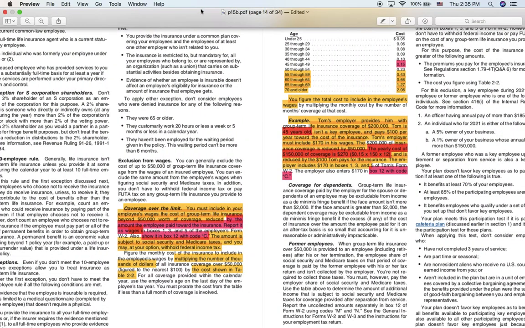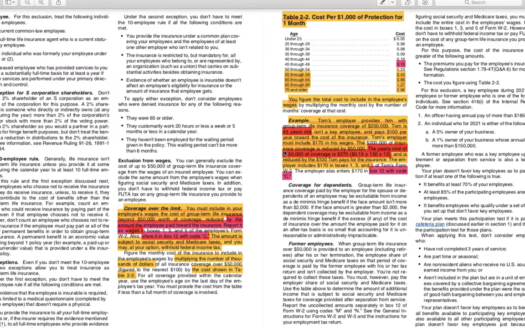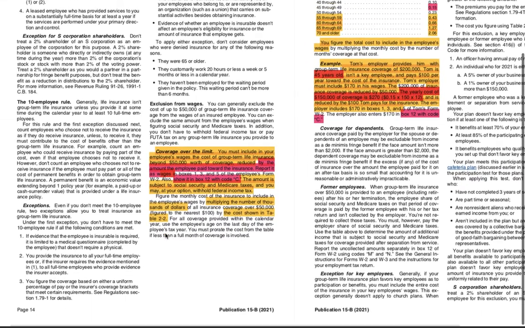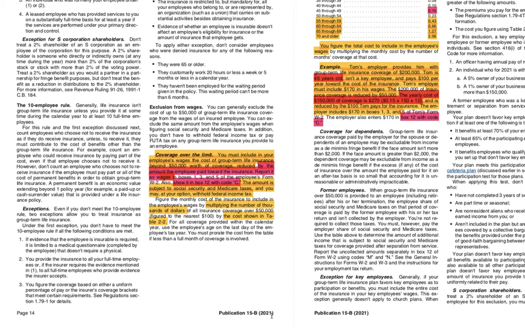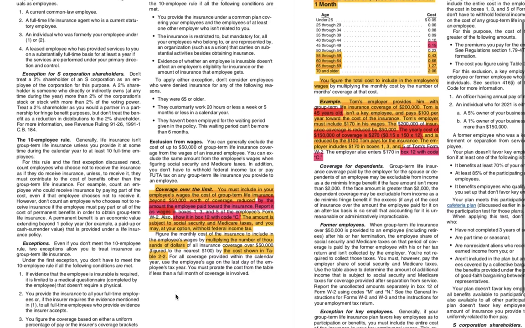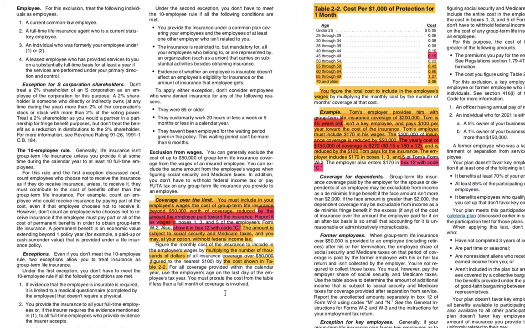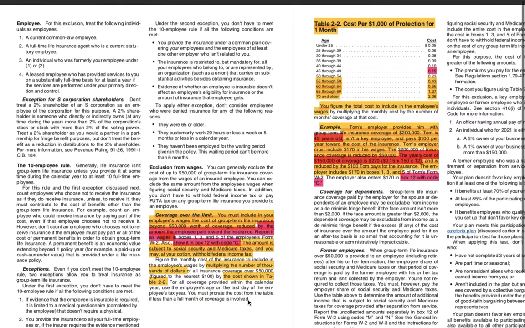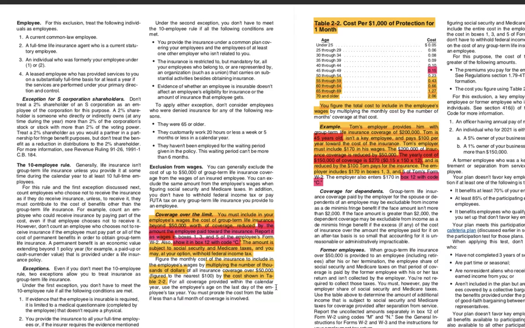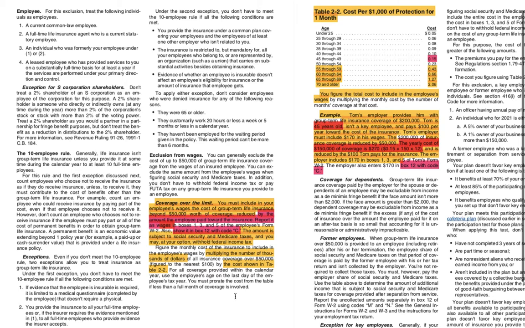This is the IRS form. This is IRS Publication 15B. So this is the form, and I'm just going to show you. You can look for this Publication 15B. This is the 2021 year, page 14. I will put the link underneath all my videos, so you can access that and find it online yourself.